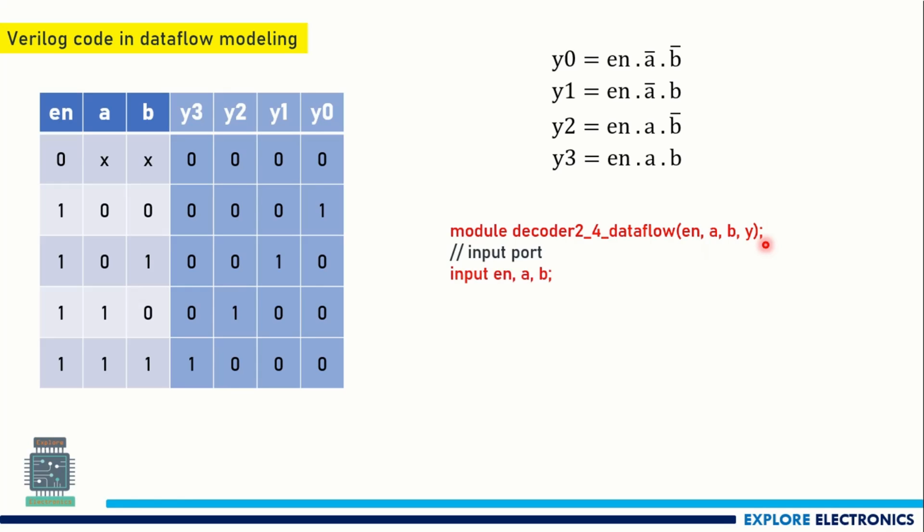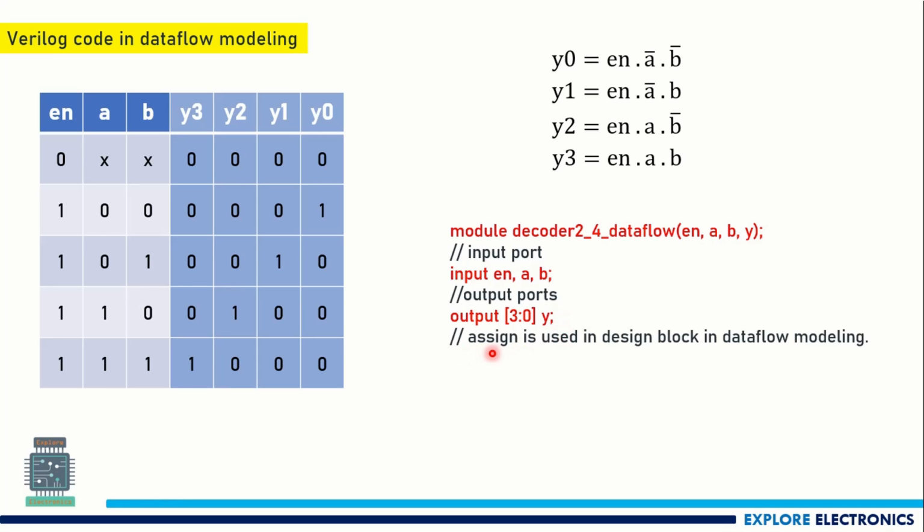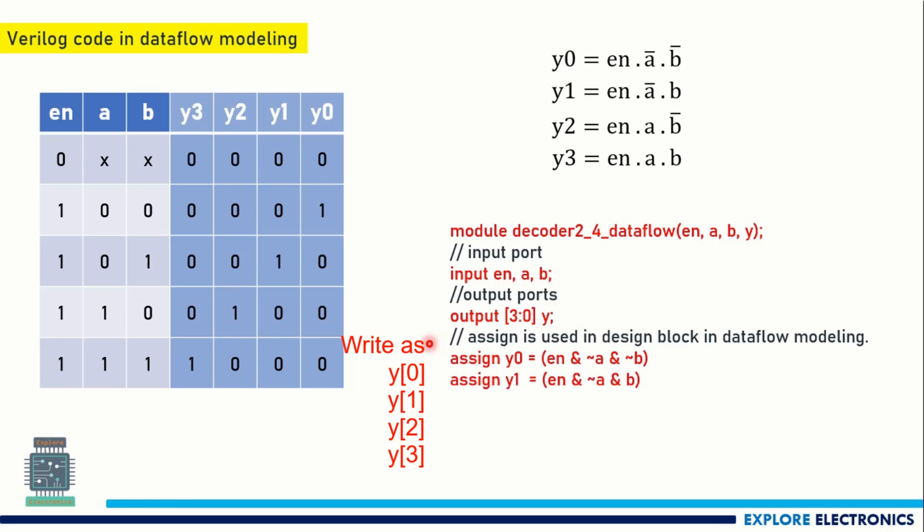So let us declare inputs enable, A, B, all single bit, and let us declare outputs. Output is, here I have taken it as a vector [3:0] Y. So it gives Y0, Y1, Y2, Y3. And we need to use the assign keyword since I am writing it in data flow description style. So for Y0, assign Y[0] is equal to enable, that is En, and with not of A and not of B. Similarly, assign Y1 is equal to the same kind of expression using the AND operator and NOT operator. It is a very simple Verilog code for the 2 to 4 decoder. And finally, after all 4 assign statements, we need to end with endmodule. This is how the data flow modeling Verilog code will be.